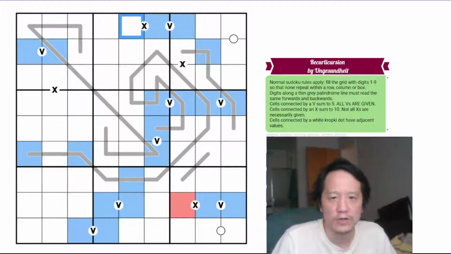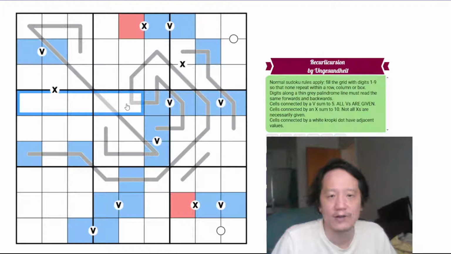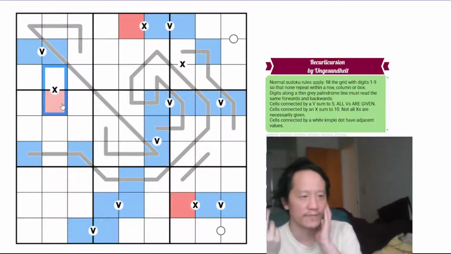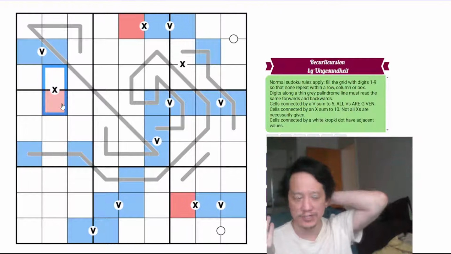And we can mark all the low and high digits here. In row 4, we have 4 low digits, so the rest have to be high or 5. So this has to be a high because 5 can never be next to an X. Because if you try to add 5 to another digit to add up to 10, what is it?